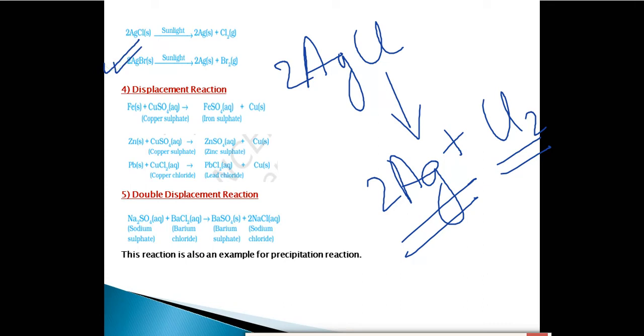silver and bromine. So both these reactions are examples of decomposition reaction but using sunlight. And these two reactions are also used in black and white photography.